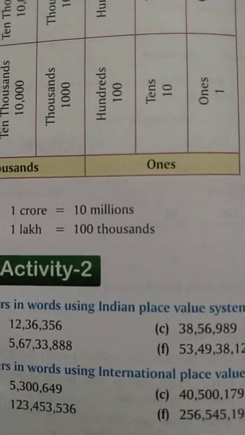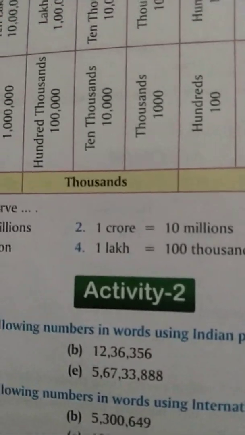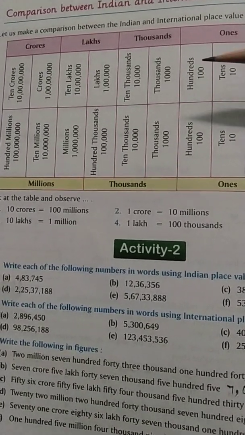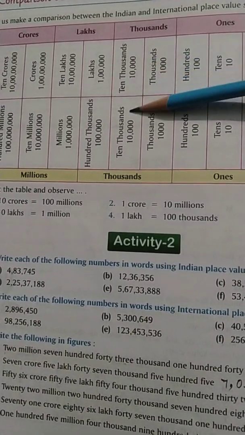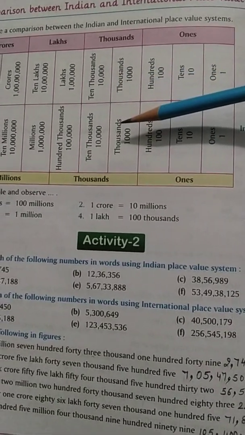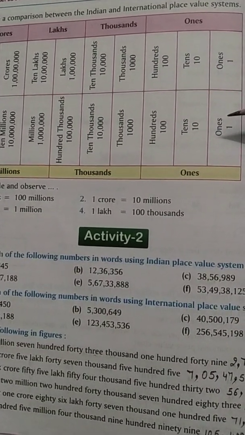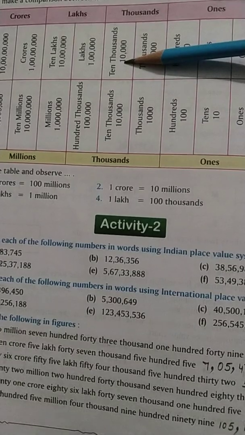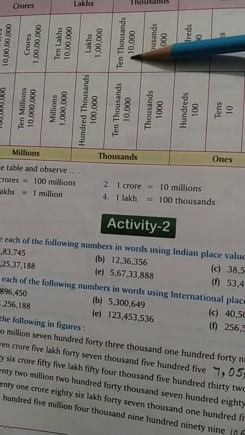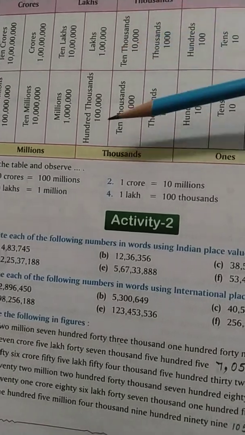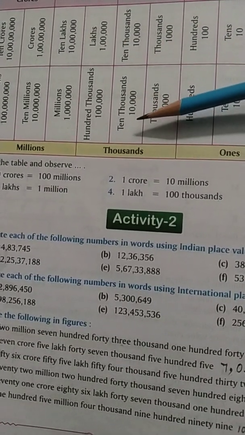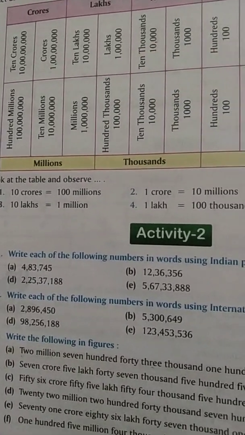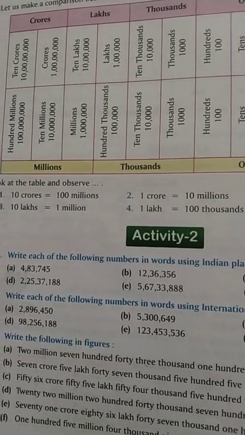Now here is a comparison table between Indian and international place value system. Kids, as we can see here in the table, till 10,000 place, both the place value systems are equal because in both there are ones, tens, hundreds, thousands, 10,000s. But in the Indian number system, after 10,000 it is 1 lakh, and on the other hand, in the international place value system it is 100,000s. Kids, their names are different but their values remain the same.